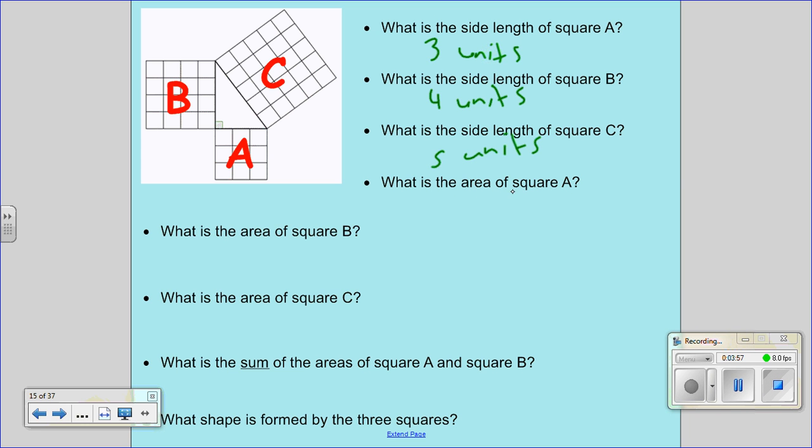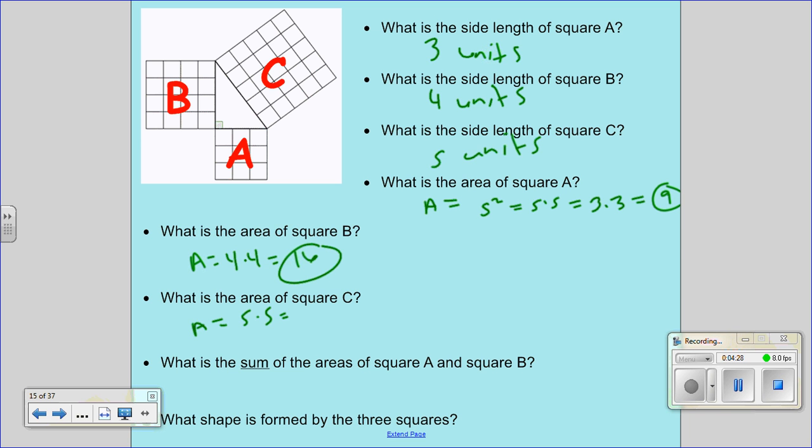The area of square A. If you don't remember, the area formula for a square is side squared. In other words, side times side. So for A, it would be 3 times 3, which is 9. For square B, the area would be 4 times 4, which is 16. And for C, the area would be 5 times 5, which is 25. Or technically, you could have counted all of the squares that you see within the entire square.